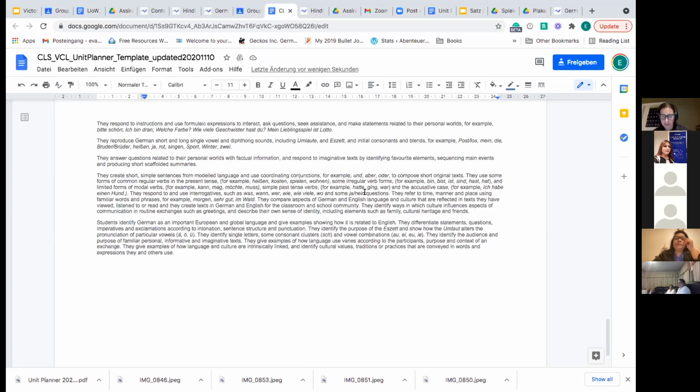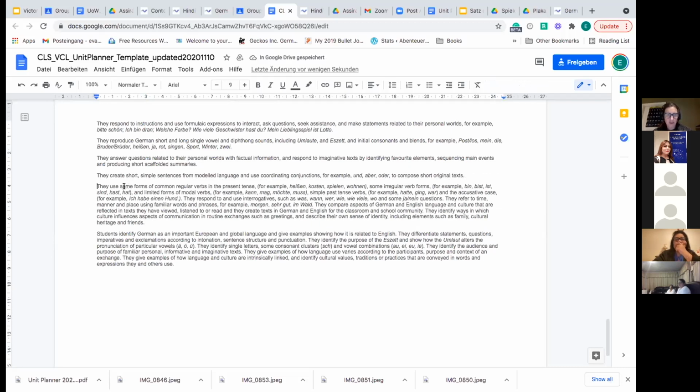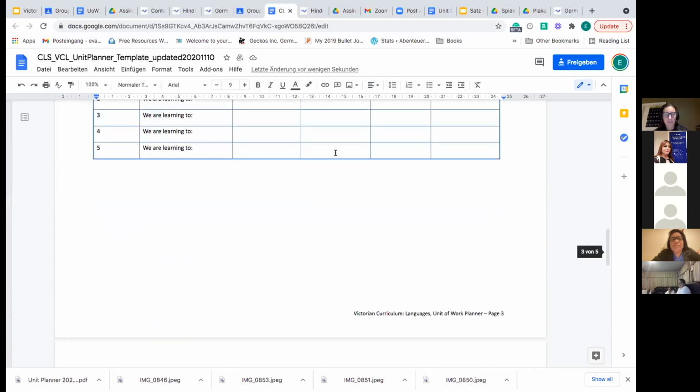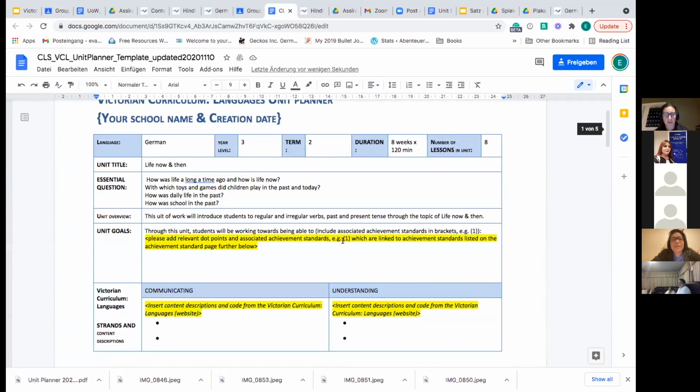Okay. When we go back to our achievement standards, we have here, for example, the use, just to make it more visible, they use some forms of common regular verbs in the present tense, some irregular verb forms, and limited forms of modal verbs, simple past tense verbs, and the accusative case. So that's what I'm aiming for. Regular verbs, irregular verbs, present tense, and simple past tense. So that's why I put it in my unit overview, because that's what I'm aiming for.